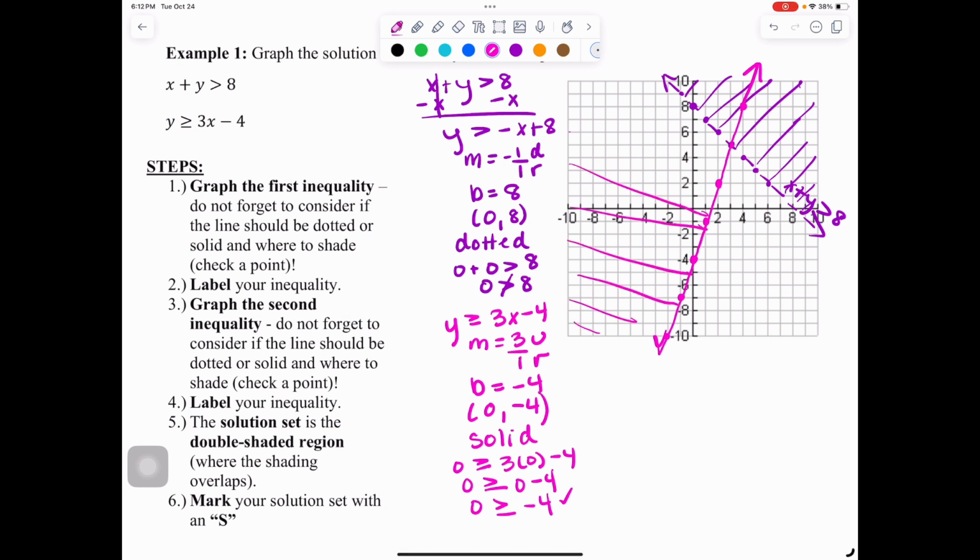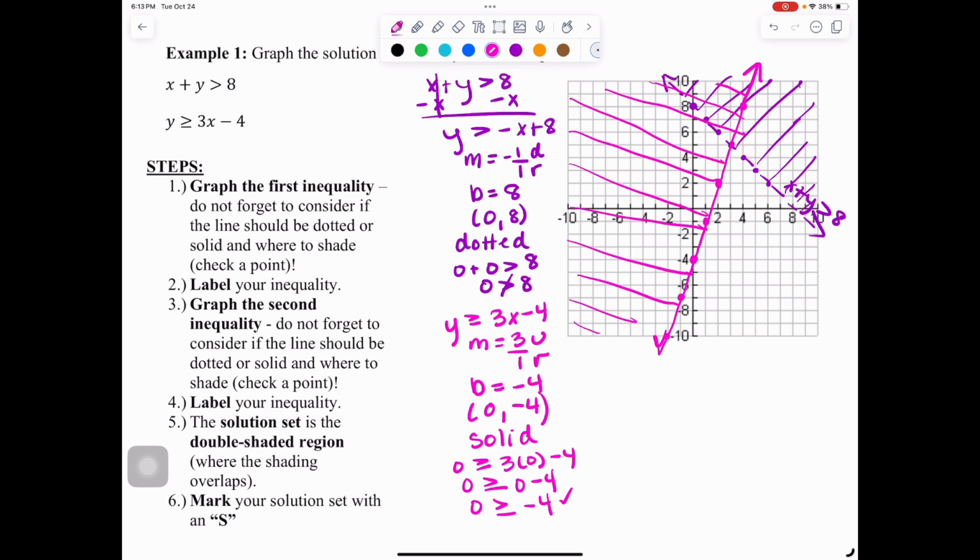Now, don't make your shading too complicated or it's going to be hard to see where the solution is. If you keep it as kind of some simple lines, then you can easily tell that when you look at this graph now, there's a double shaded region where the shading overlaps, kind of looks like crisscrossing, okay? And in that double shaded region are all the possible solutions for your solution set. So number 5 says the solution set is the double shaded region where the shading overlaps.